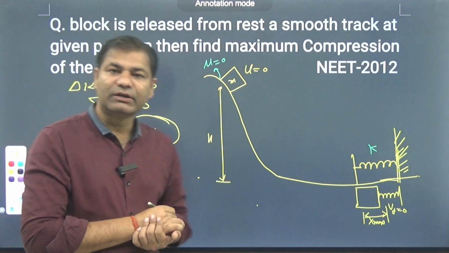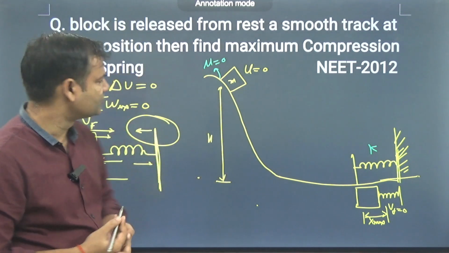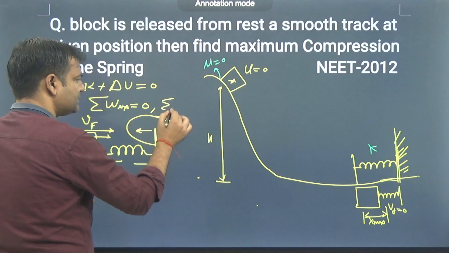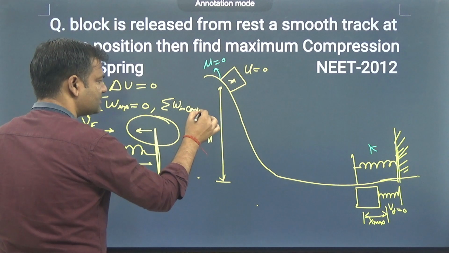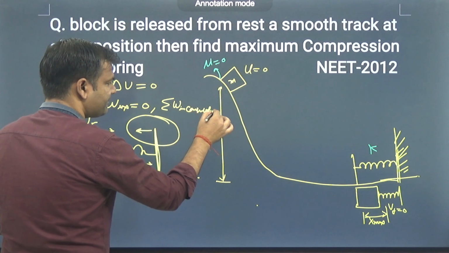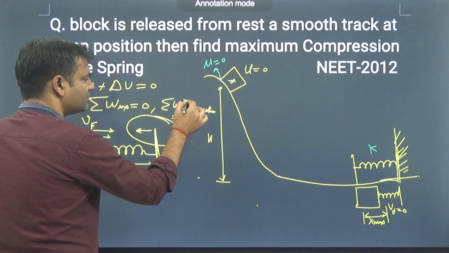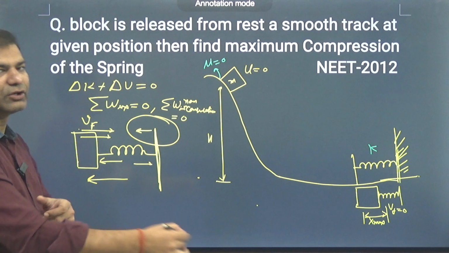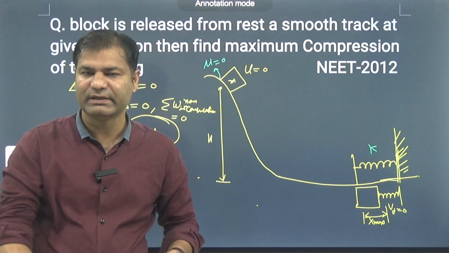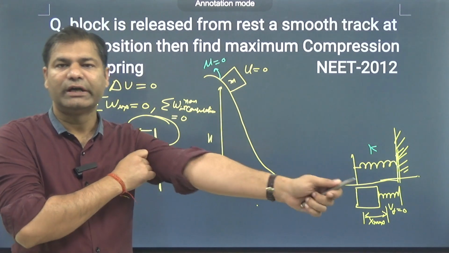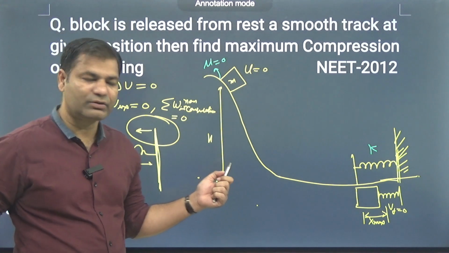And what about the non-conservative internal force? It is 0, because frictional force is not available. Sorry, not conservative: the internal non-conservative work done is 0, because the frictional force is not available here. So work done due to internal non-conservative force is 0. Clear or not?